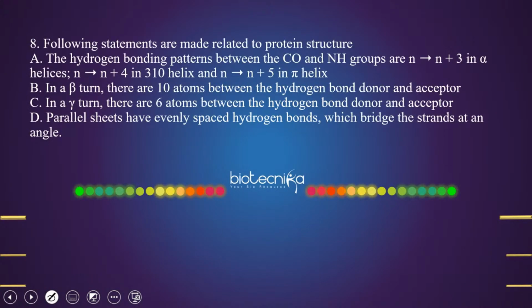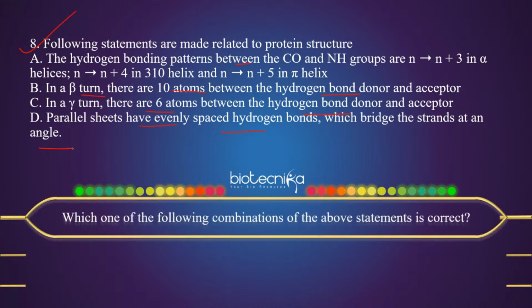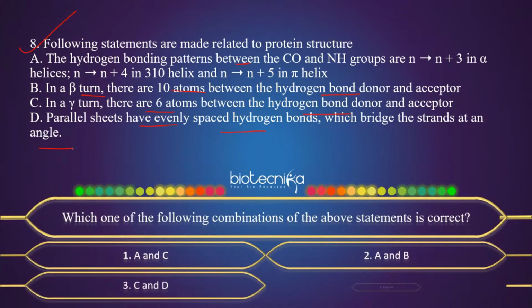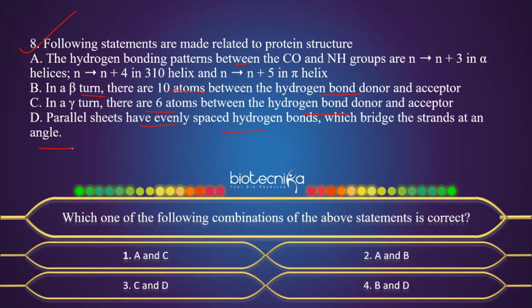Next question. Regarding the protein structure, following statements were made. Hydrogen bonding patterns are given for different helices. Beta turn, how many atoms between the hydrogen bond donor and acceptor? Gamma turn, how many atoms? Parallel sheets have evenly spaced hydrogen bonds at an angle. Which out of this is the correct combination? A and C, A and B, C and D, B and D.